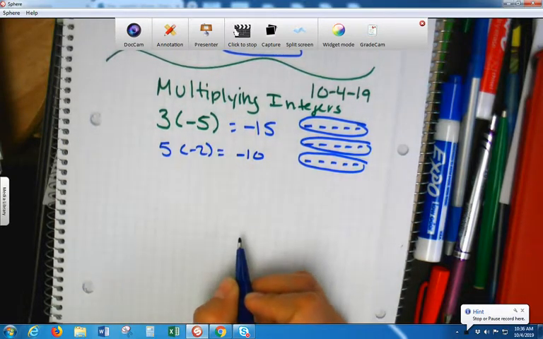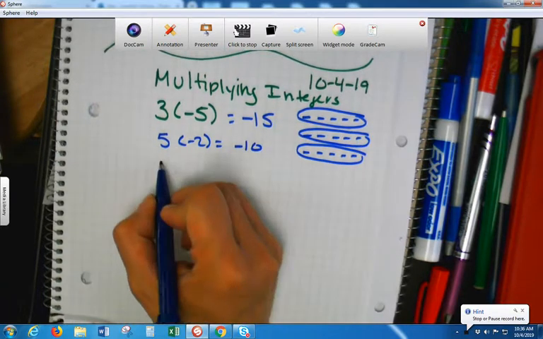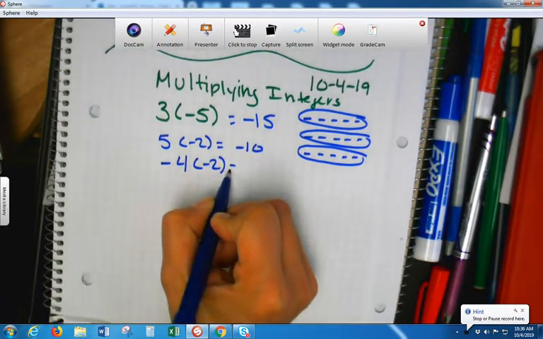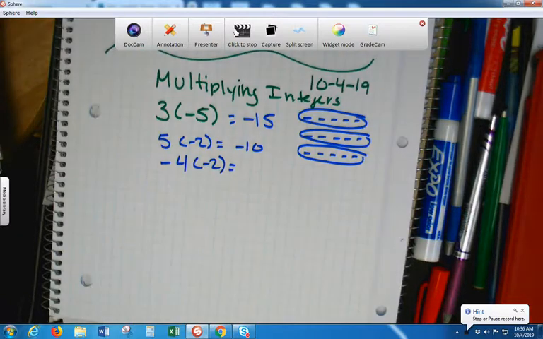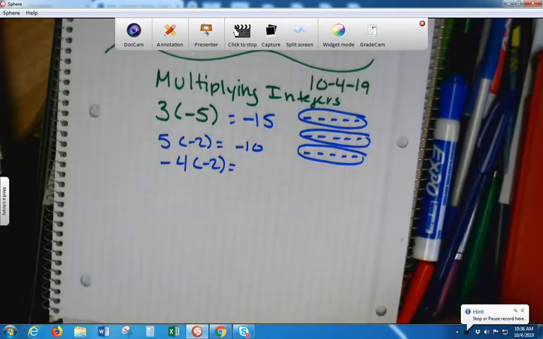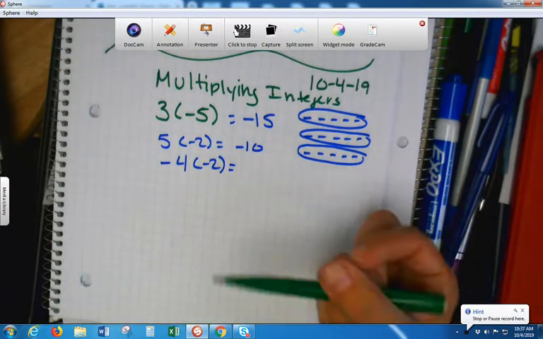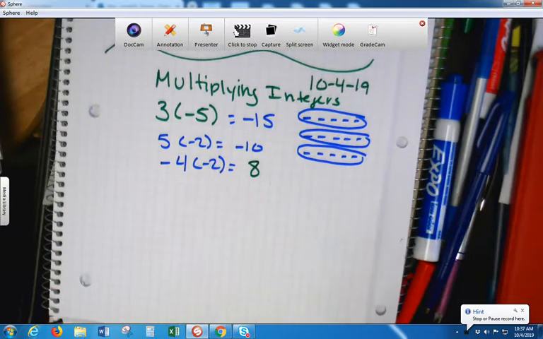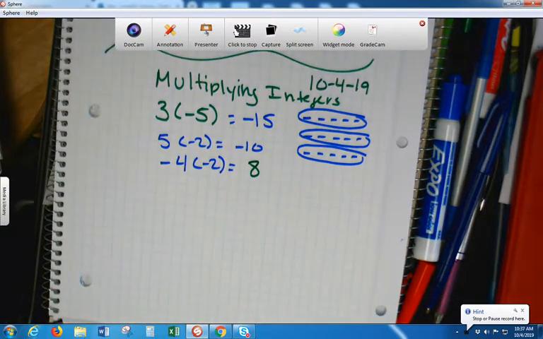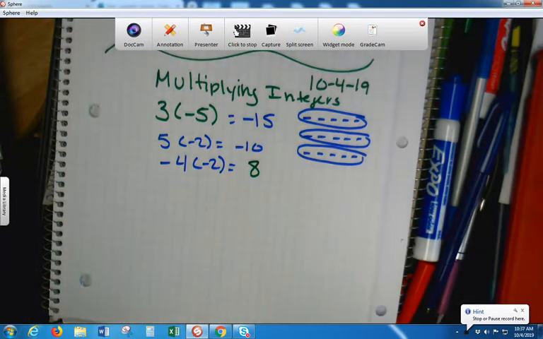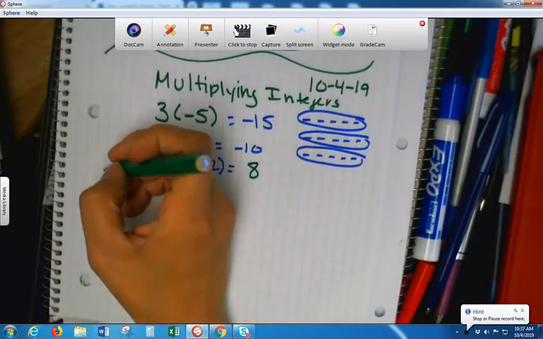But what if it's negative 4 times negative 2? How do I represent a negative group? You do the opposite of whatever's inside. It's the opposite, so it is positive 8. We learned that when there are 2 negatives, it becomes positive. It's the opposite. One negative becomes negative. Alright, so here are the rules.